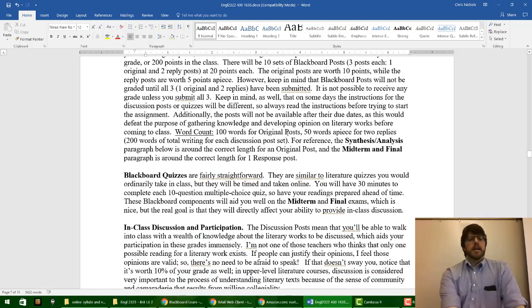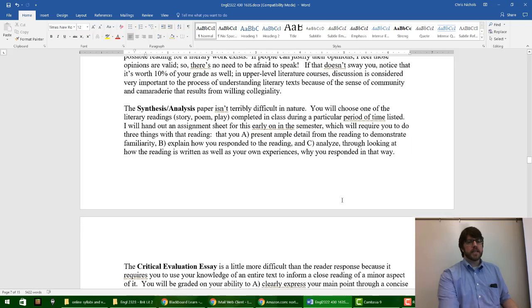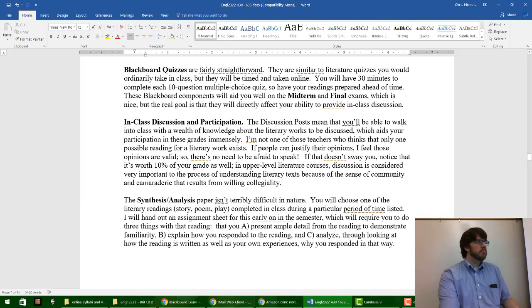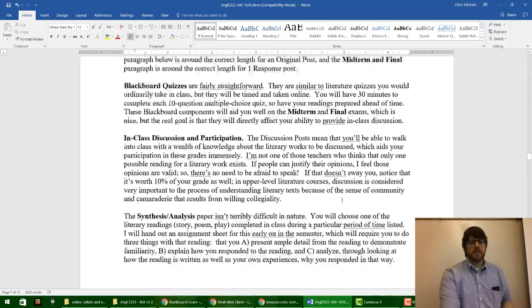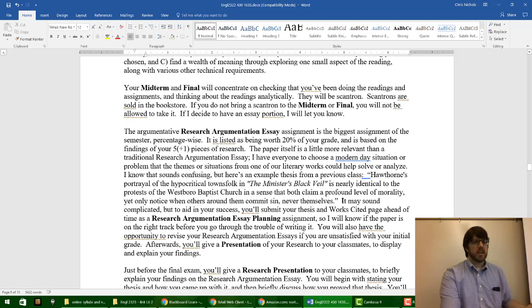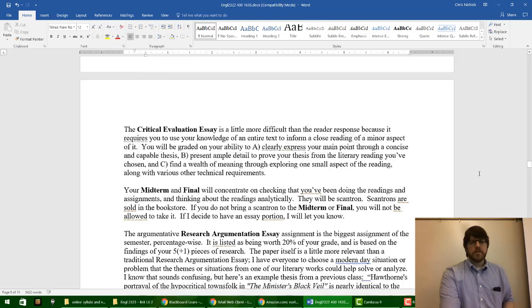And the word count on those, I want 100 words for original posts and 50 words apiece for the 2 replies. So basically every time you're doing 200 words total of writing for each discussion post set. And for reference, the synthesis analysis paragraph below is around the correct length for an original post, so 100 words. So if you look down below at the bottom of the page, you can see about 6 lines. Also, Blackboard, I'll show you in a little bit, shows you how many words you've typed, which is helpful. And 50 words is like the midterm final paragraph, which is on the 2nd page. It's only a couple or 3 or 4 lines. So your replies don't have to be nearly as detailed as your original posts.